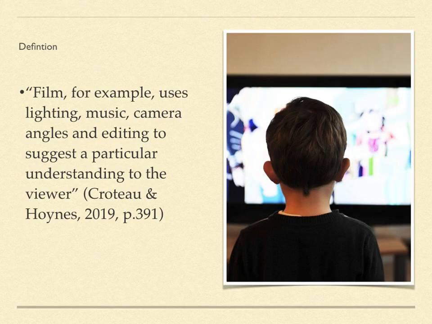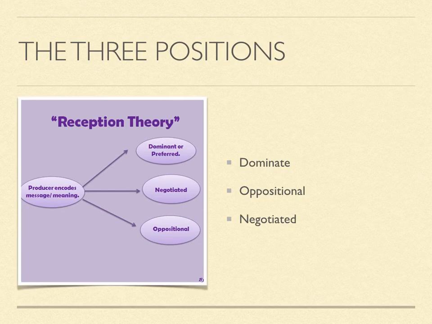Stuart Hall's reception theory states that media texts such as television programs, films, CDs, books, newspapers, website pages, and election campaigns are encoded by the producer and decoded by the audience. Hall suggests that there are three positions in how audiences decode media content.